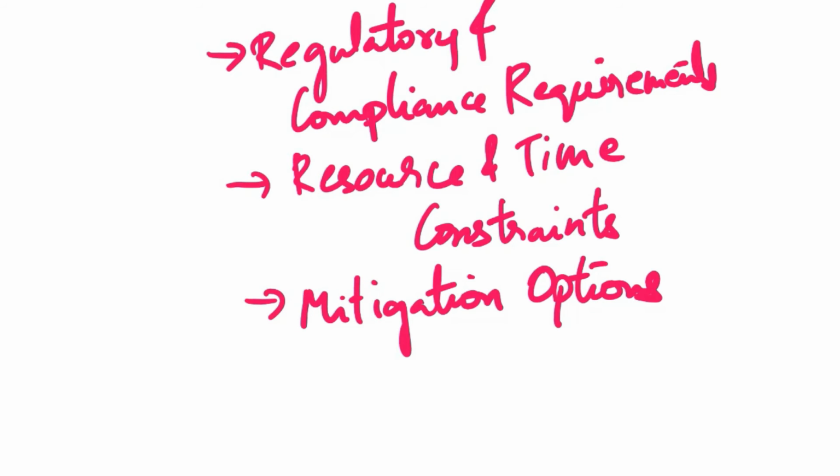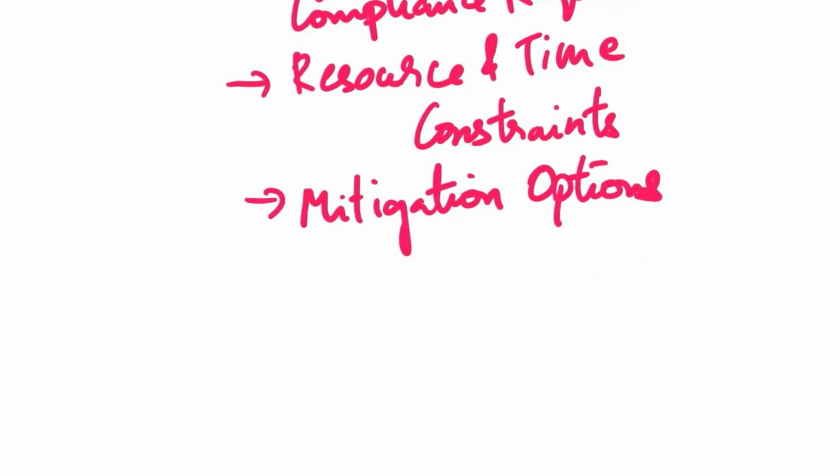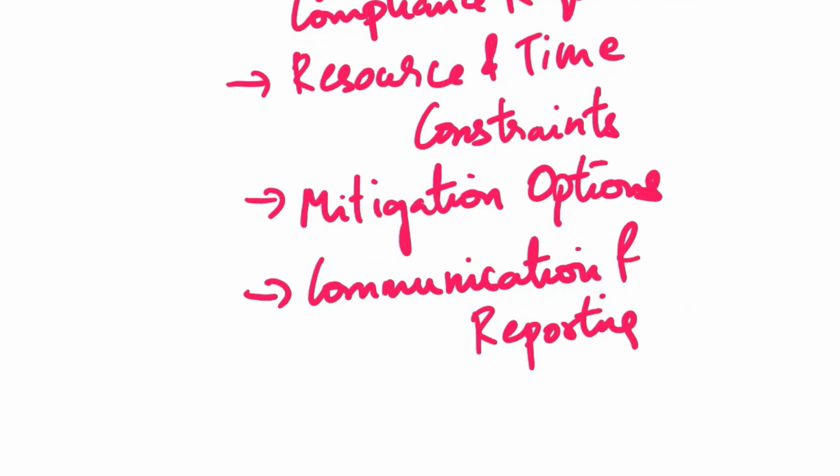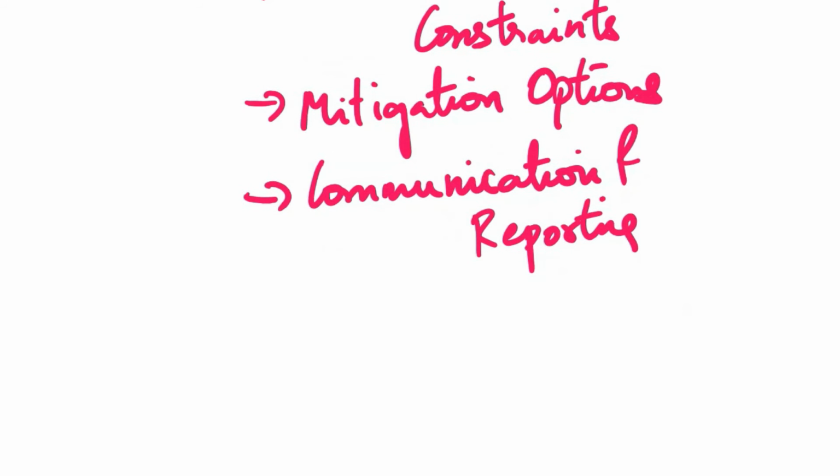Next, mitigation options. Determine the availability and effectiveness of mitigation measures. This can include changes to configurations, firewall rules, or additional security controls that can reduce the risk associated with the vulnerability. Next, communication and reporting. Ensure effective communication with stakeholders, including executives and IT teams. Transparency about the decision to patch or mitigate, along with the rationale, is essential for informed decision making.